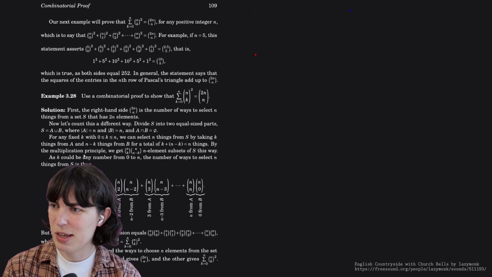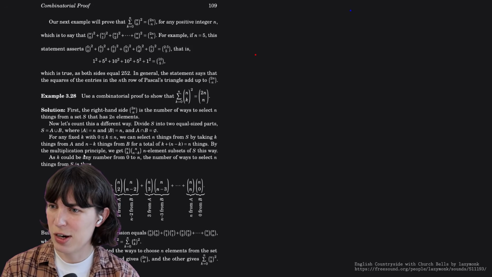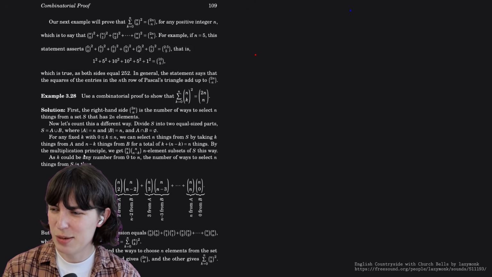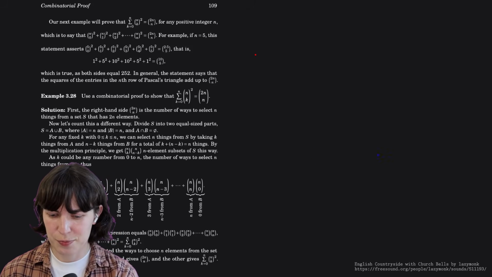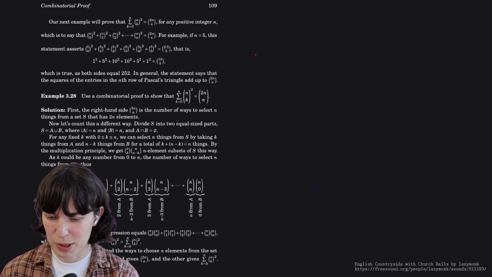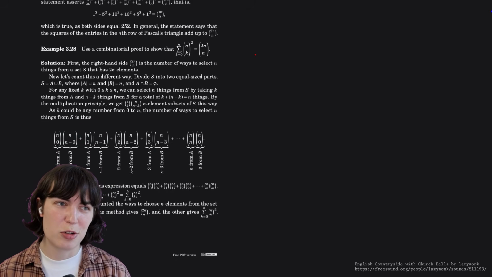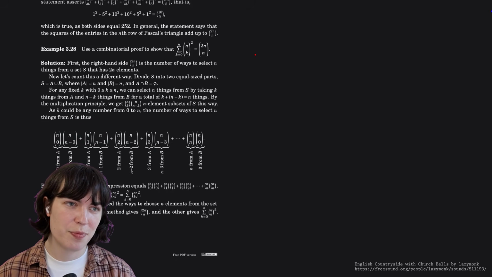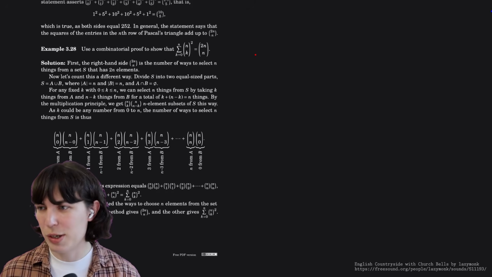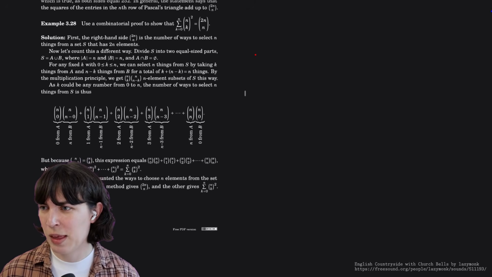In general, the statement says that the squares of the entries in the nth row of Pascal's triangle add up to 2n choose n. I feel like I've seen something similar to this in another exercise. Somewhere maybe. Okay, example 3.28. Use a combinatorial proof to show... Well, it's the same thing. All right, so we're going to solve it.